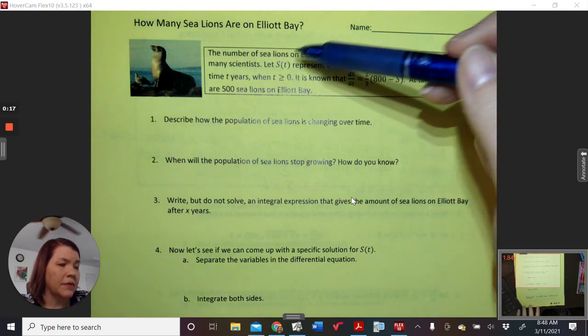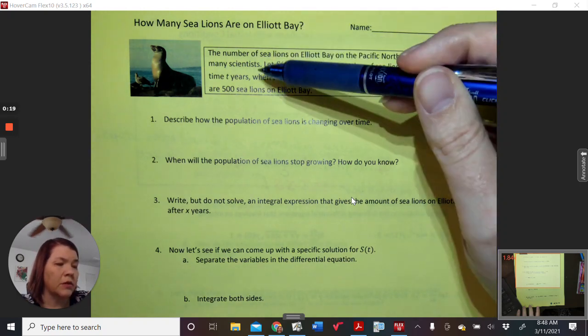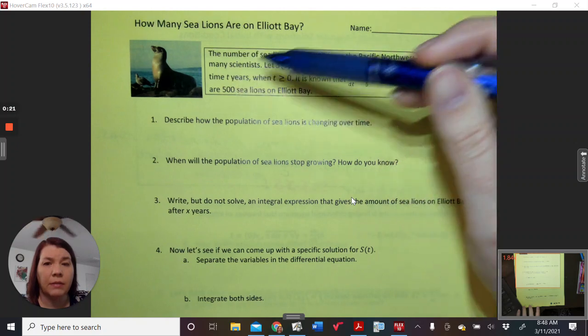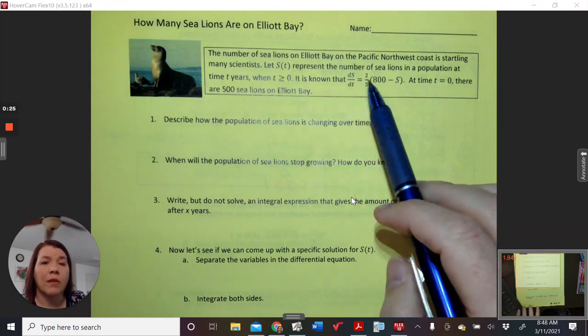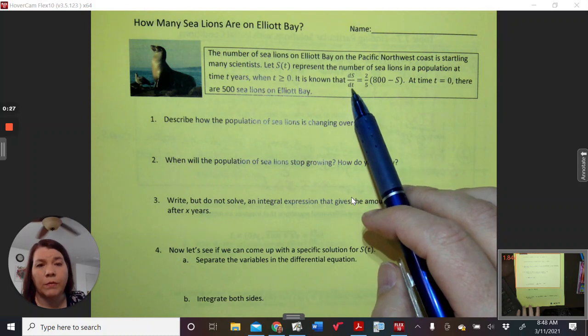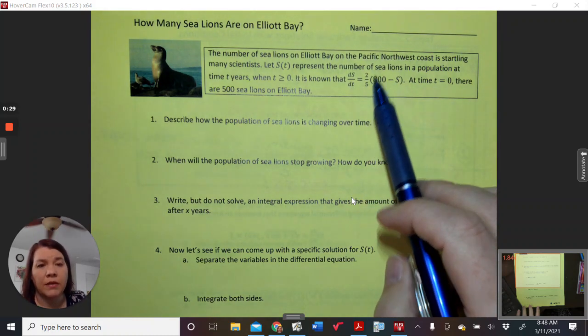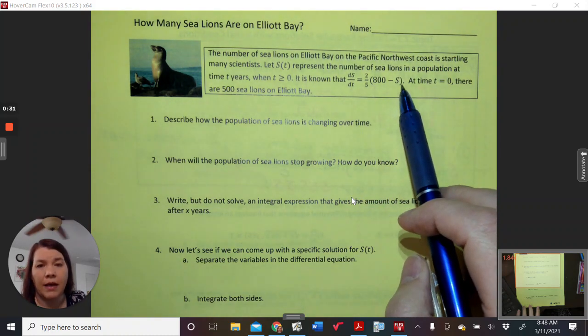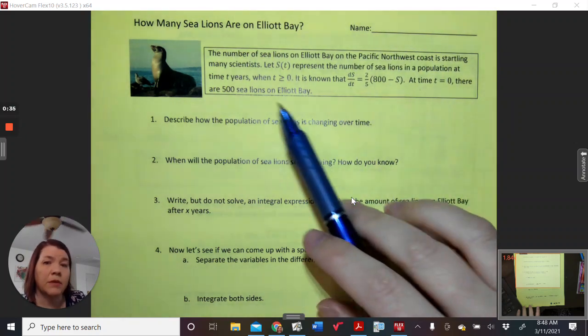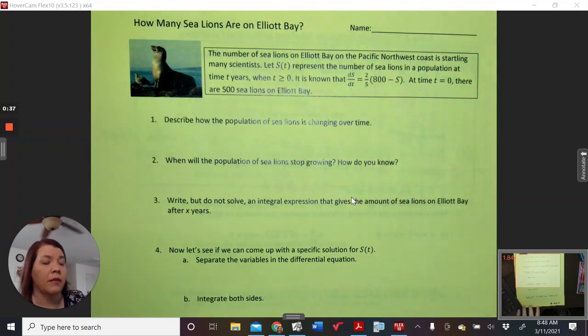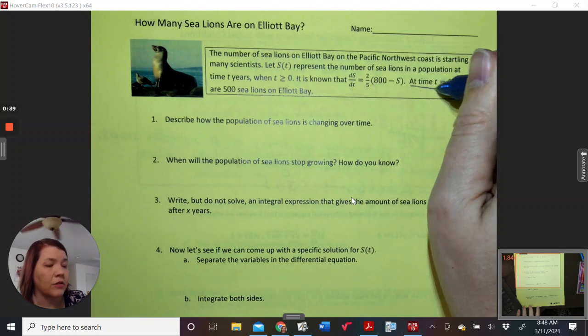Let S of t represent the number of sea lions in a population at any given time t, when t is greater than or equal to zero. It is known that the derivative of S with respect to time is equal to 2/5 times (800 minus S), again, where S is the number of sea lions in a population. At time zero, there are 500 sea lions on Elliott Bay. That is a critical piece of information.